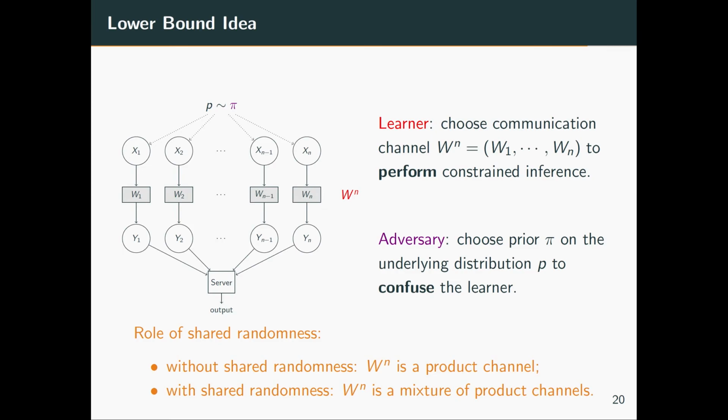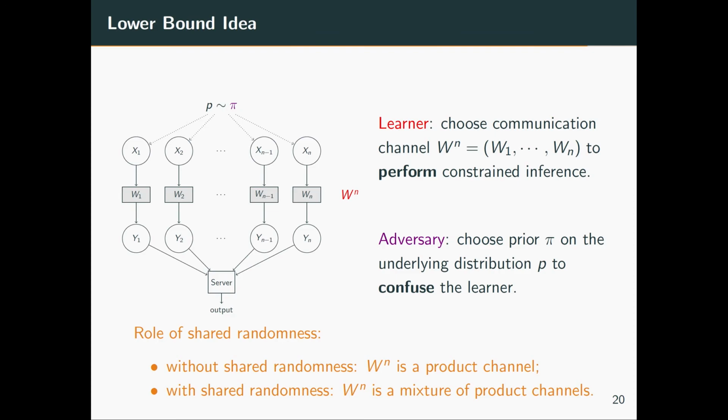Now we provide our lower bound idea briefly. We study the role of a limited amount of shared randomness in establishing min-max lower bounds. Consider a game between the learner and the adversary, where the learner chooses a set of communication channels, and the adversary chooses a prior on the underlying distribution to confuse the learner. Without shared randomness, the channel W to the n has to be a product channel, since each W_i is selected independently. But with shared randomness, we can coordinate the selection of channels among the users. And now W to the n can be a mixture of product channels.